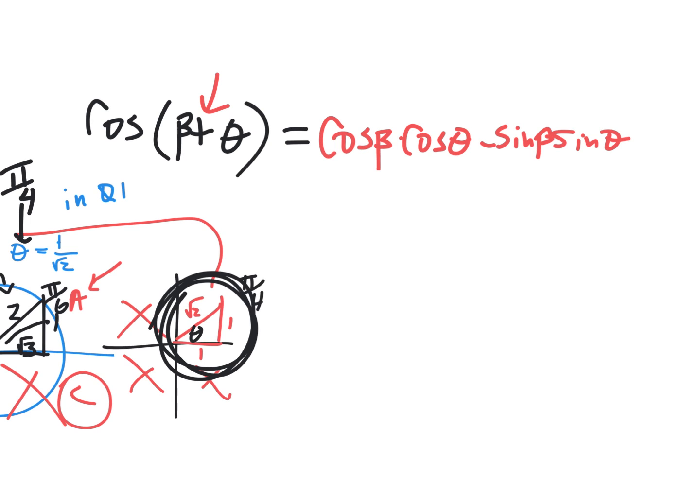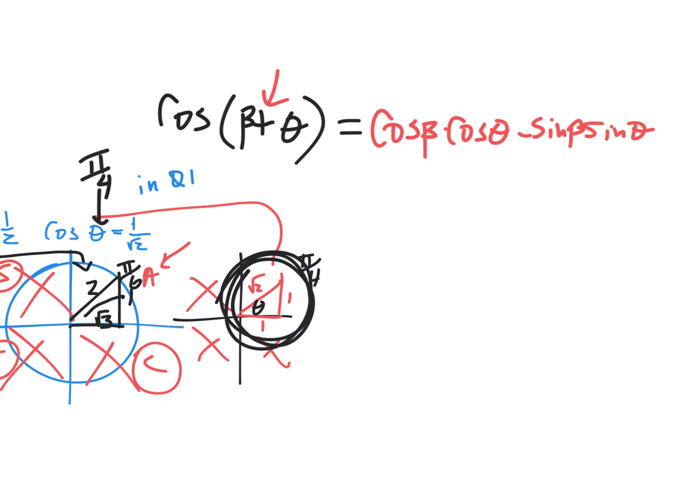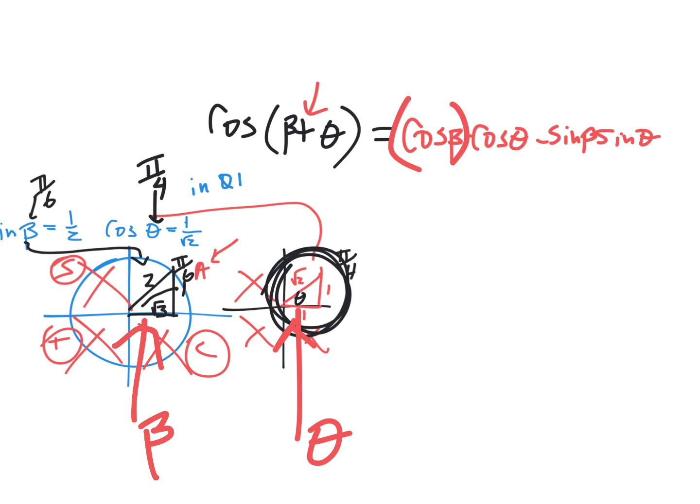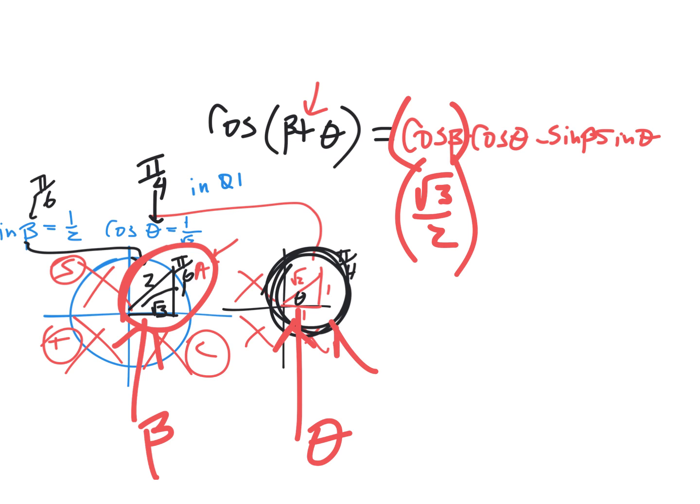Now you have to figure out what's beta. Well, that was this one. This picture here was the beta picture. This picture here was the theta picture. So if you need cosine of beta, you go here and you take cosine of that. And it's root 3 over 2. And again, I'm not doing the one in your packet. I'm doing a practice one that's like it. And then cosine of this one is 1 over root 2.